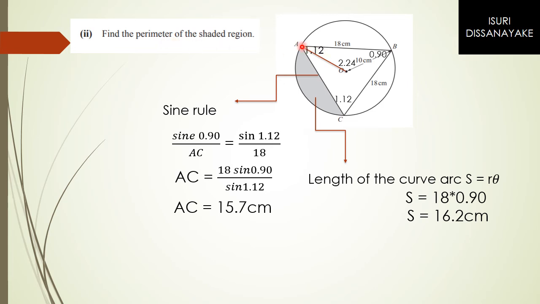Now the perimeter of the shaded region is 15.7 straight edge plus 16.2 curve arc, together 31.9 centimeters.